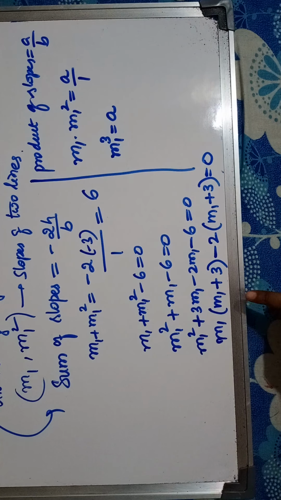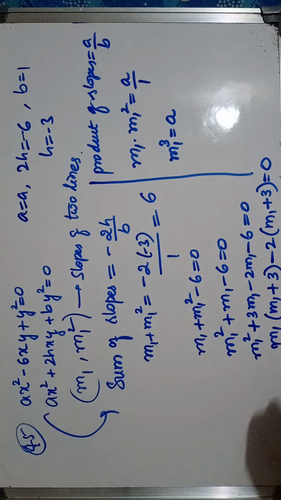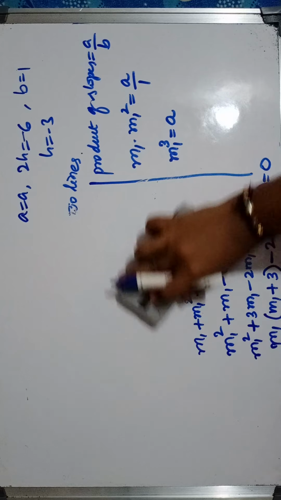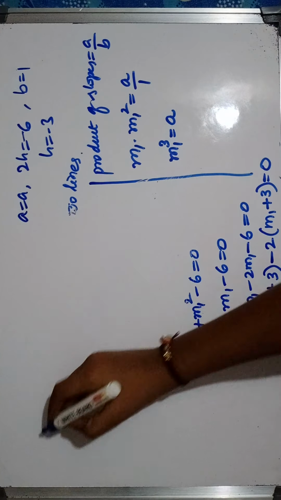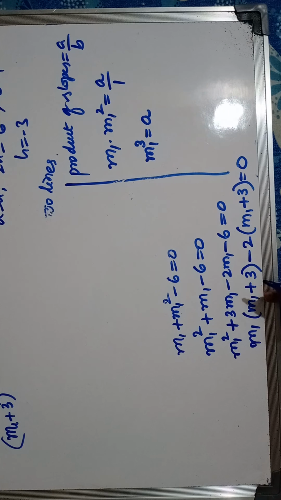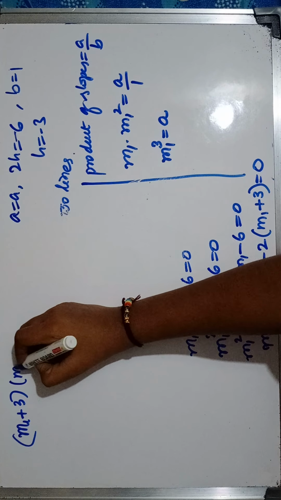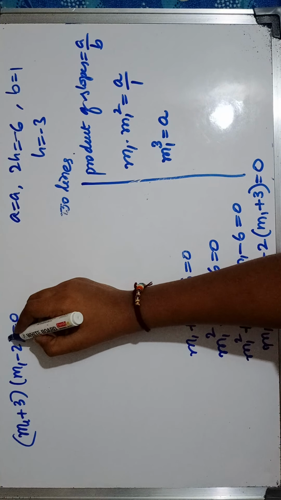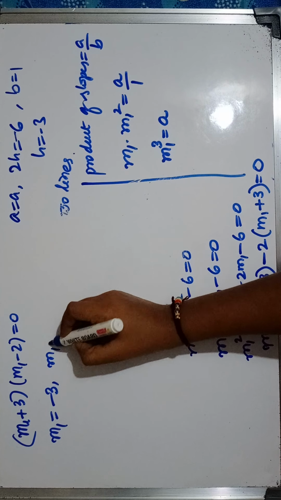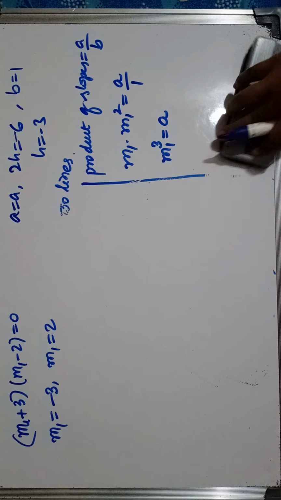Further, I can take m1 plus 3 common. So if I take m1 plus 3 common, here I am left with m1 and here I am left with -2. So m1 minus 2 equal to 0. Okay, so therefore m1 is equal to -3 and m1 is equal to 2. So we got two different values for m1.